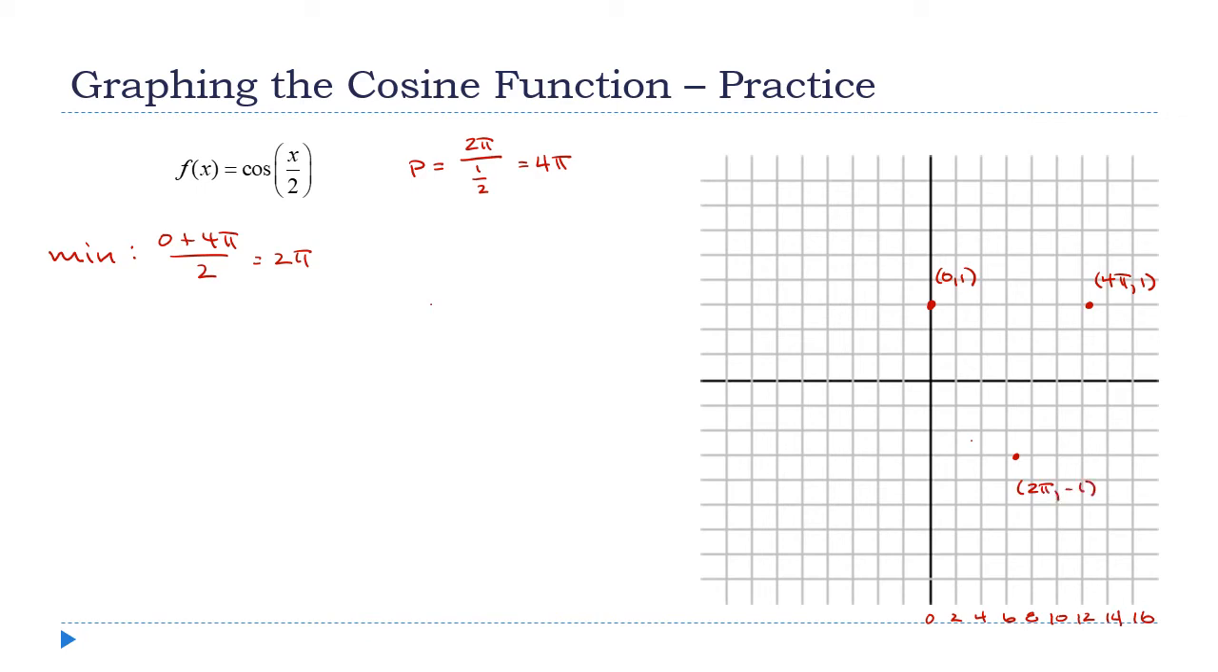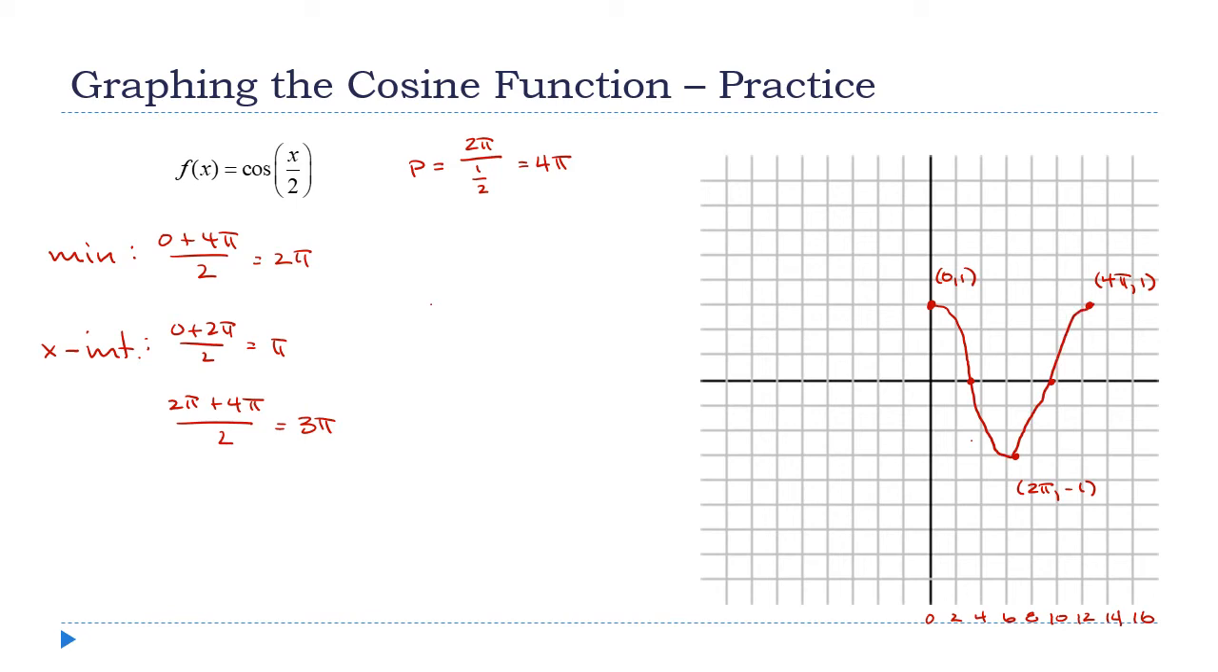And my intercepts are in the middle, right? So the middle of 0 and 2 pi is pi, and the middle of 2 pi and 4 pi is 3 pi. So it's going to be about here and about here. There you go. There's your graph.